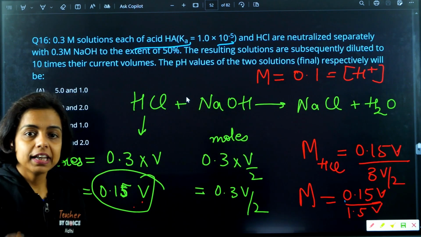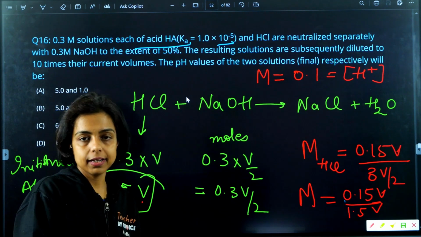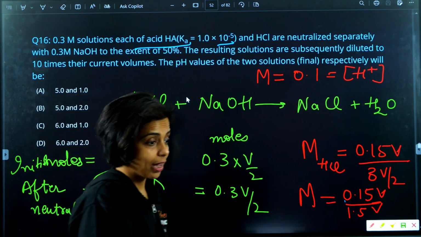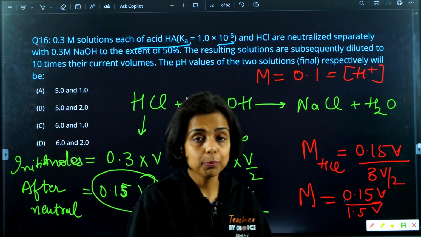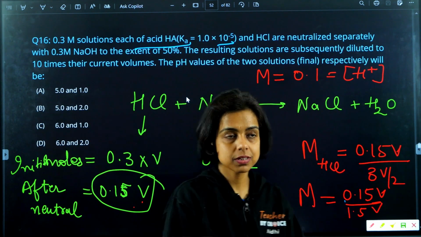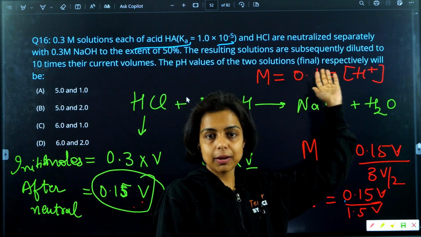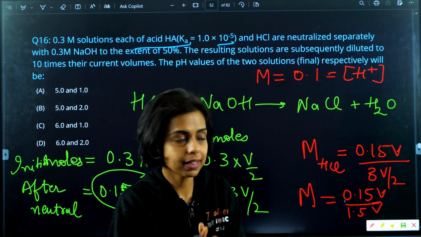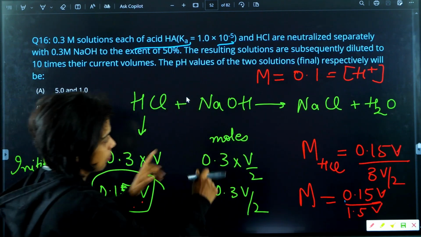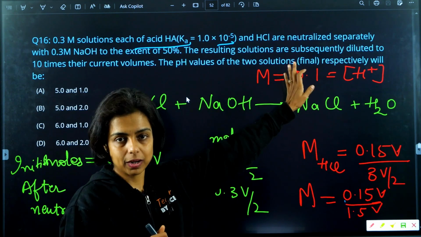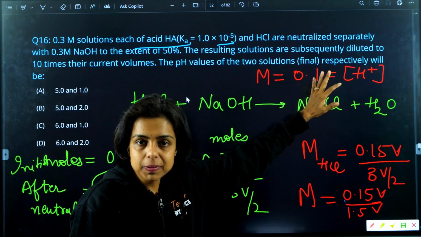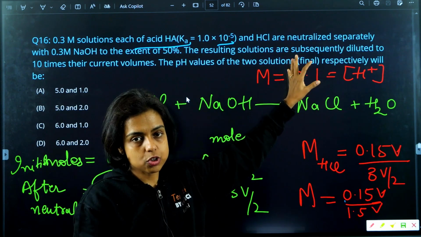Same, 0.1. Now you diluted it 10 times, right? So after further 10 times dilution, of course the molarity becomes 1 by 10, because the final solution becomes 10 times in volume. So this is before dilution, 0.1, right? The pH is 1. If I have to calculate the pH before dilution, the HCl solution will be 1.